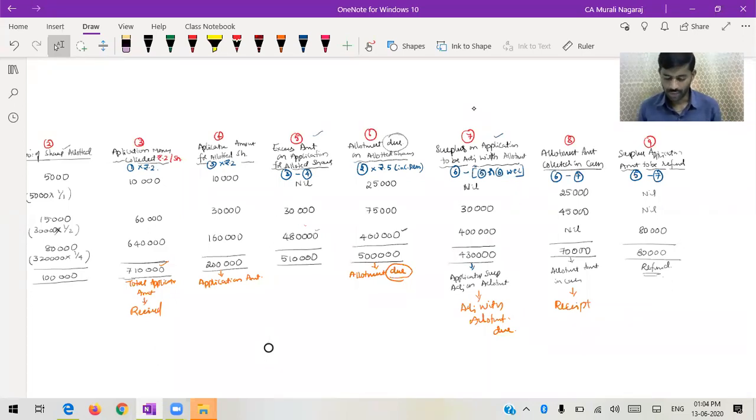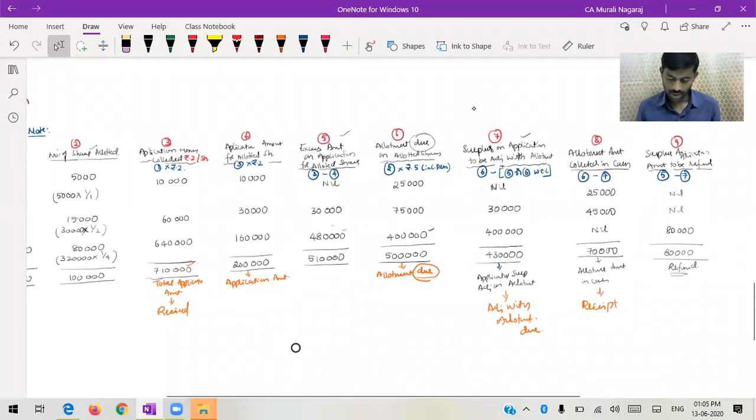Therefore, for refund of application amount, the second entry: share application account debit to bank account, 80,000. So the excess amount I have refunded. Hereafter only, let us proceed to allotment. First the due entry, then the adjust entry, then the payment or receipt entry. That's how it has to be done.